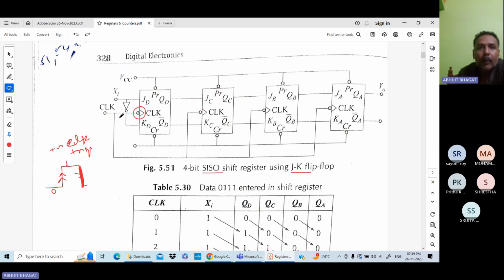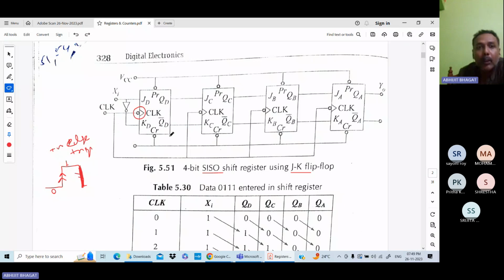For the normal operation, what is the preset and clear pin operation? We use it to initialize the output. Whether I want to keep the output initially at 0 or 1 is decided by the preset and clear pins. We can set it as per requirement using preset and clear.